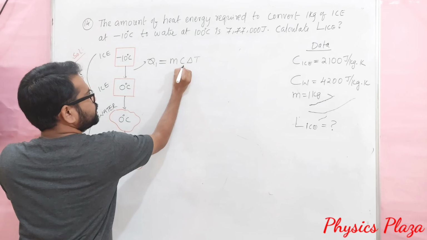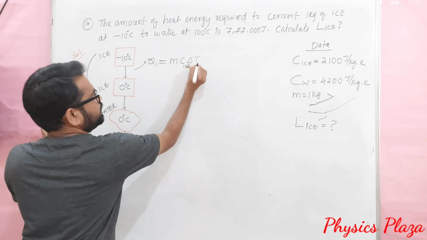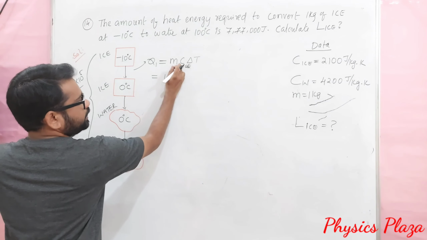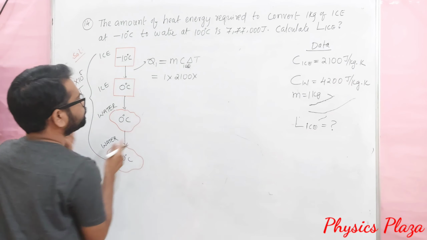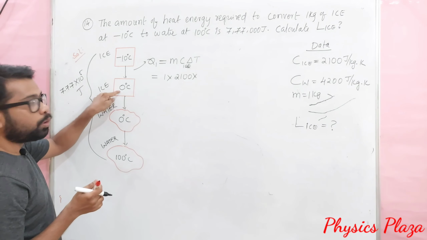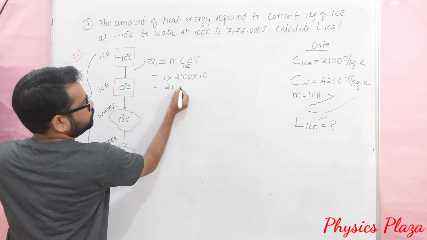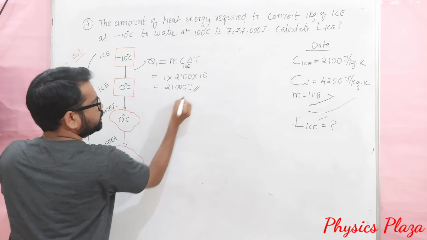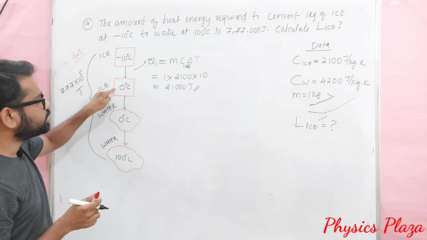See here, c means the specific heat capacity of ice. Don't get confused. Mass is given as 1 kg, and the specific heat capacity of ice is given as 2100. Children, here 0 minus of minus 10 will be 10. So this Q1 will be 21,000 joules. This is the amount of heat required to change ice at minus 10 degrees Celsius to ice at 0 degrees Celsius.